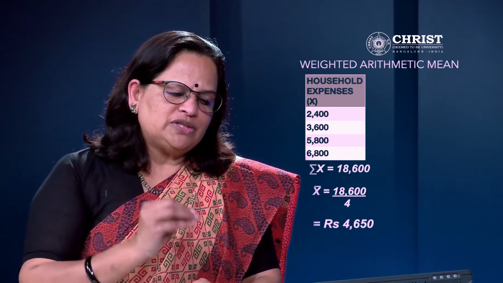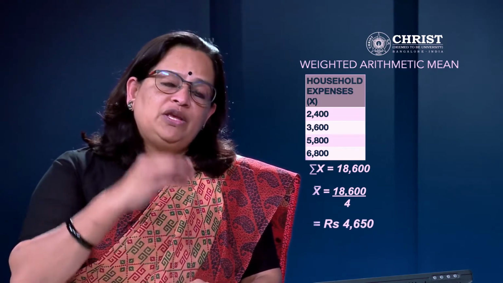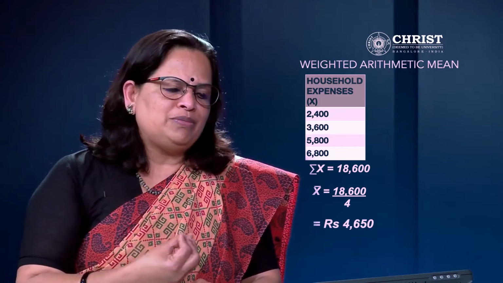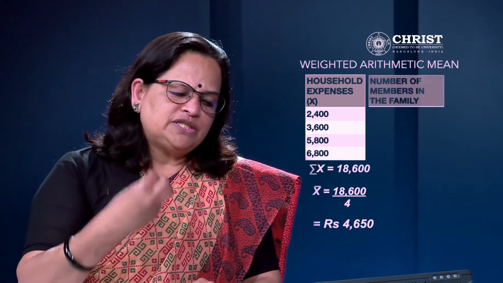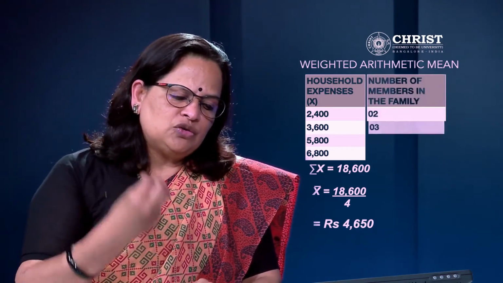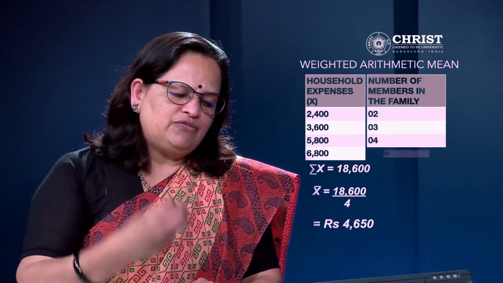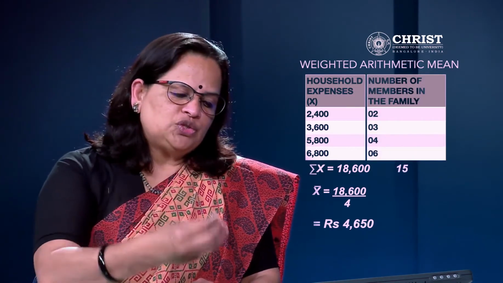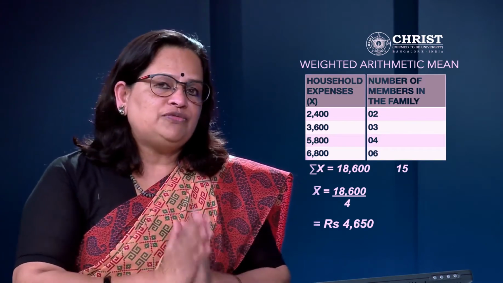you will get 4650. But if you give importance to the number of members in the family, imagine the first house has 2 members, the second house 3, the third house 4 and the fourth house 6 members. So the total members in the family is 15.